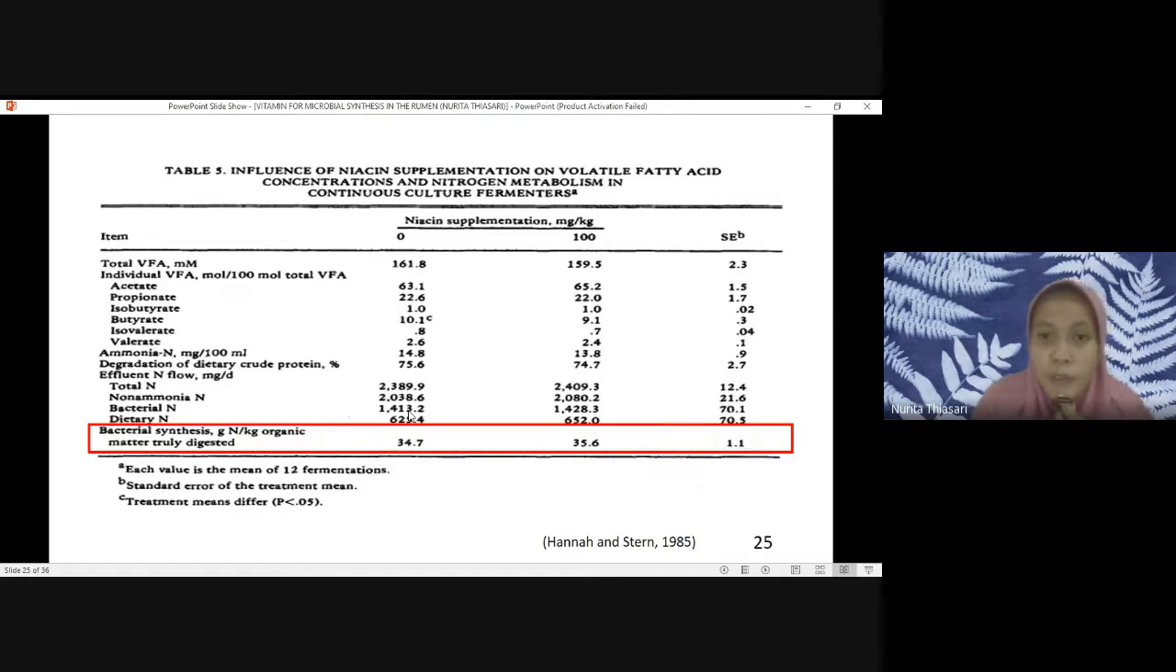I move to another slide. This one I would like to show about bacterial synthesis in the form of nitrogen. Here, even though the data is not significant, I would like to show that without and with addition of niacin, there is a little bit of increase in bacterial synthesis.